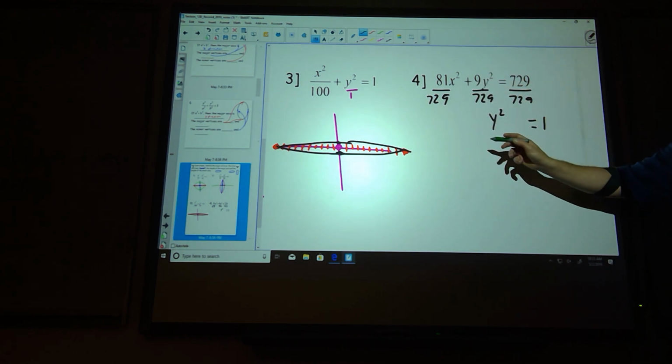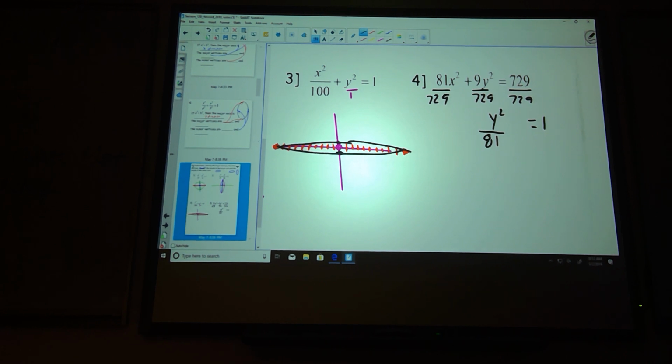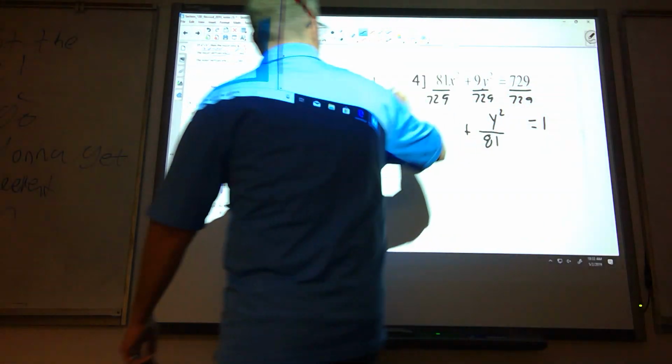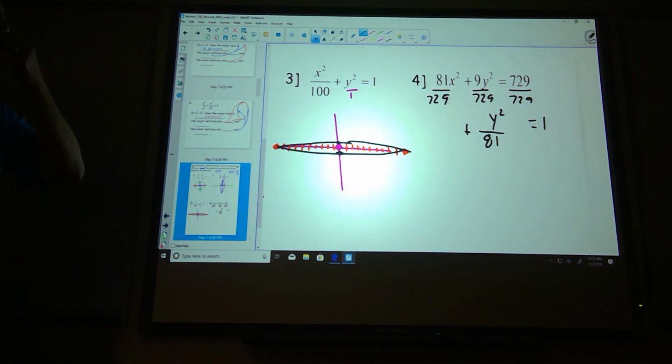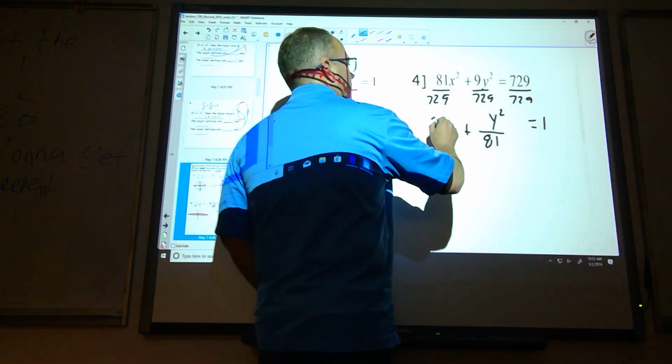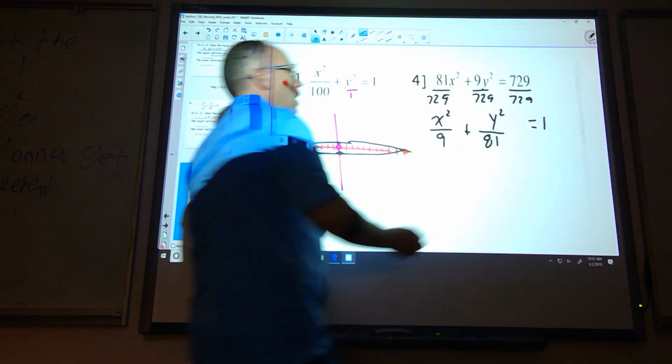How many times does 9 go into 729? 81. Very good, because 81 times 9 is 729. How many times does 81 go into 729? 9. Okay. Oh, now it's equal to 1.